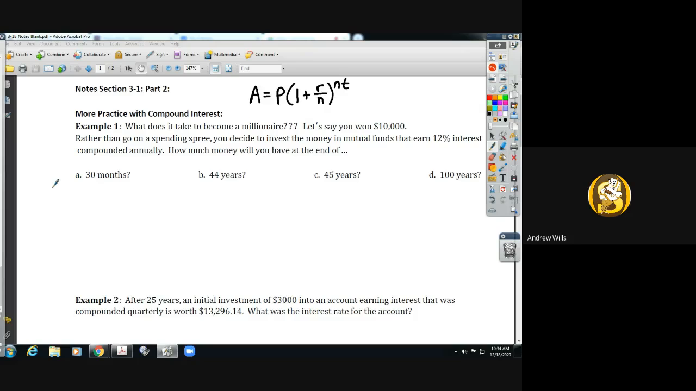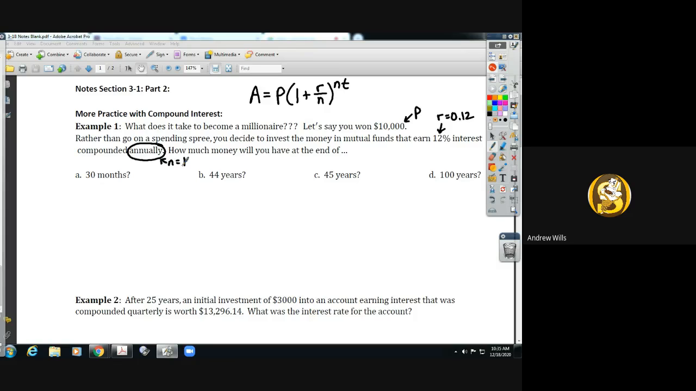So our principal balance, P, is 10,000. Our interest rate here is 12%, written as a decimal, which would be 0.12. And the word annually tells us that N equals 1, which is going to result in some relatively simple, by comparison, calculator work here, simpler than the examples that we did yesterday for each of these four parts.